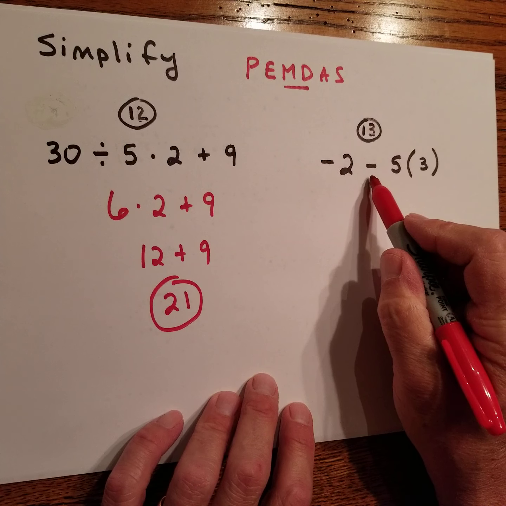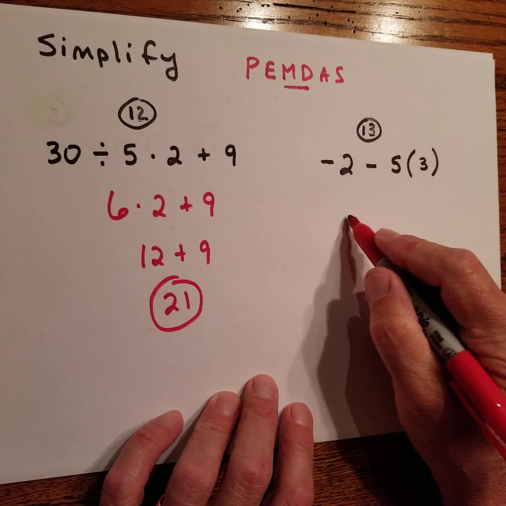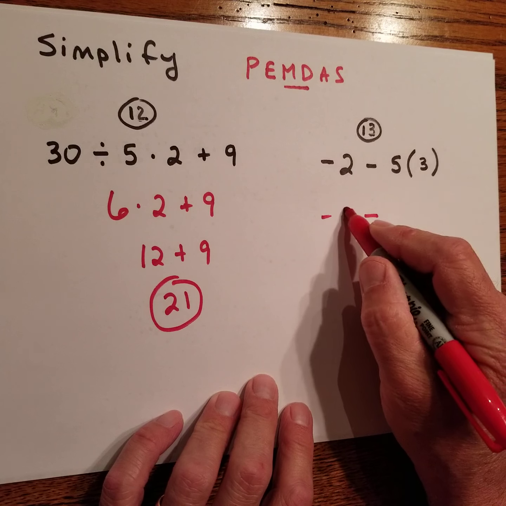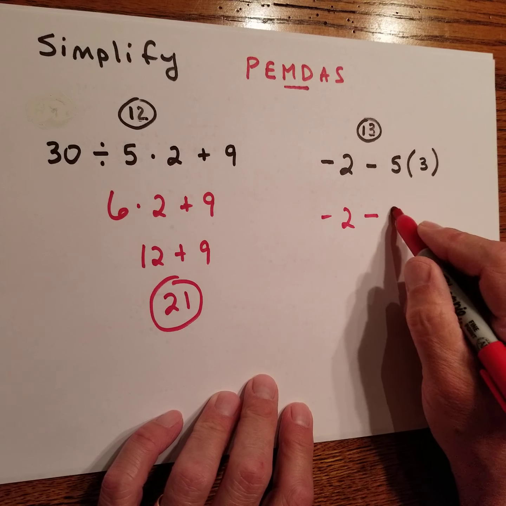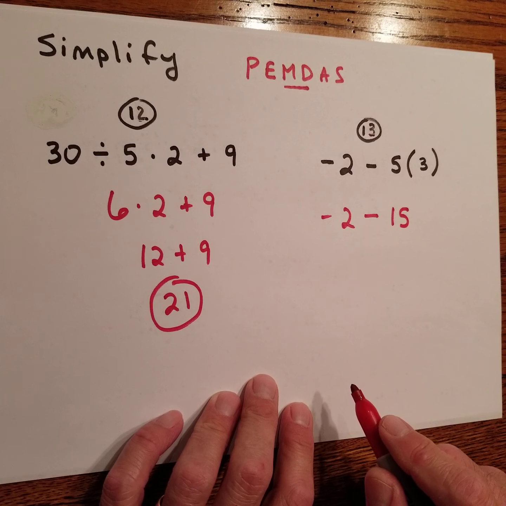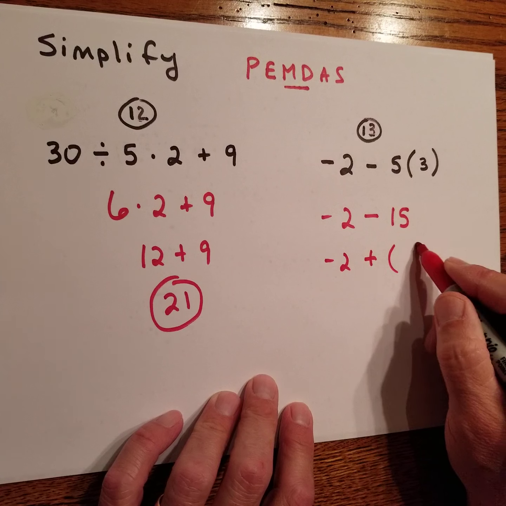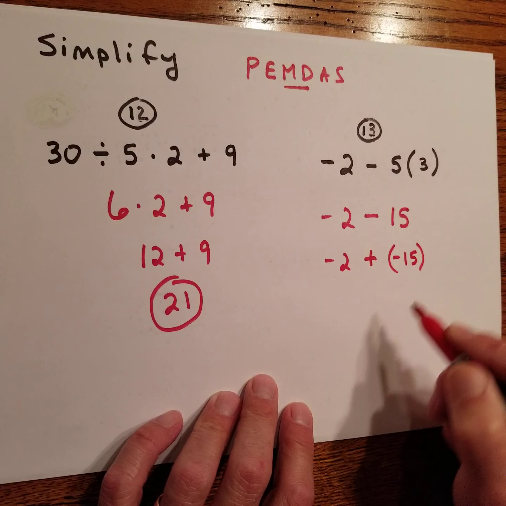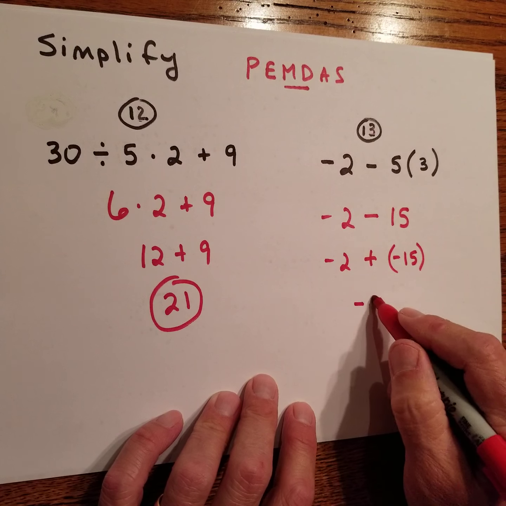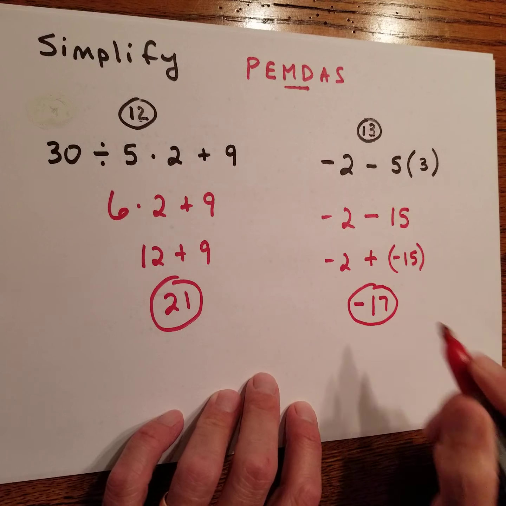Here, subtraction and multiplication. Multiplication must happen first. I'll copy, then multiply 5 times 3. You can change subtraction to addition of the first number and the opposite of the second number so that your final answer is -17.